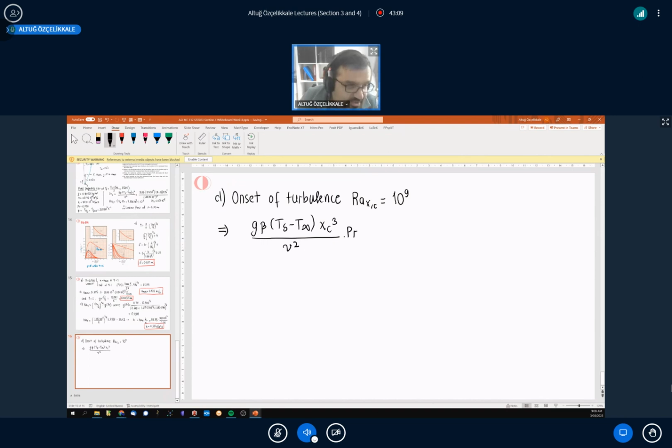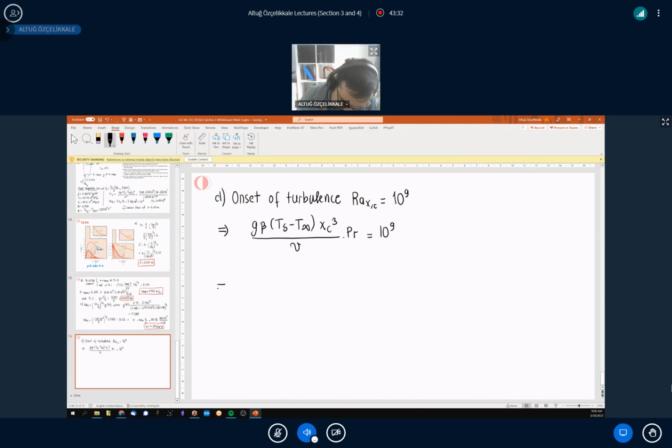it's multiplied by the Prandtl number. Or what you can write, instead of that, is the definition of the Rayleigh number, you can also write it like that, right? So let me actually write it with the Prandtl number, because that's what we obtained from the tables. And that's going to be 10 to the power 9.